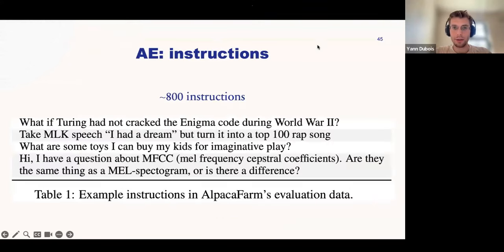Great. So the instruction set. Here, there are 800 instructions. Here are a few examples. The instructions from AlpacaEval are honestly pretty simple, because they were designed for the models 2 years ago. So here's a question: what if Turing had not cracked the Enigma code during World War II? What would have happened? Or, is MFCC the same thing as Mel spectrogram, or what is the difference? Or writing a rap song on a speech, or things like this.